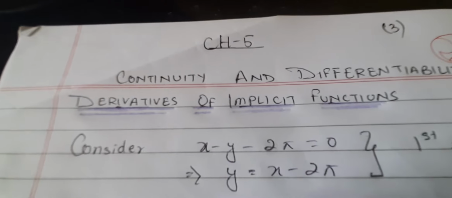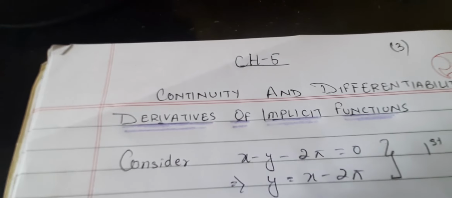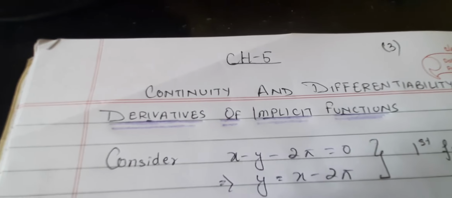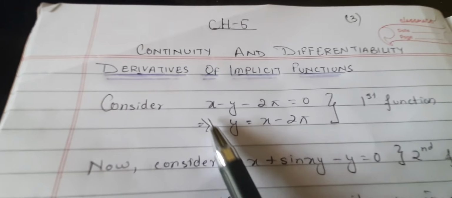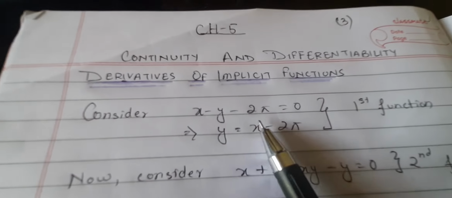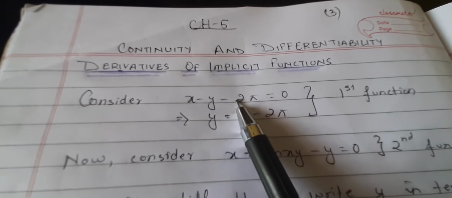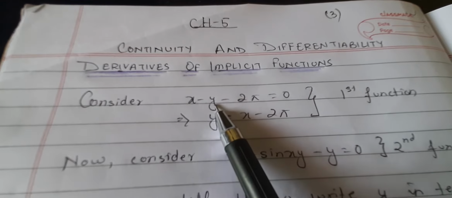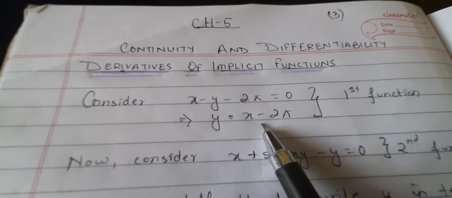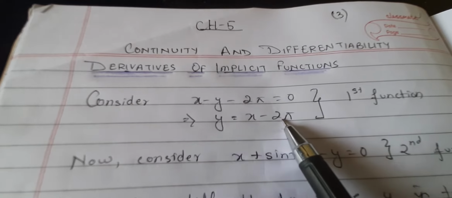First, we are going to discuss derivatives of implicit functions. What are implicit functions? First, we are going to see that. After that, we'll see how to find their derivatives. So we have taken an example over here. This is the first function which I have defined, x minus y minus 2 pi is equal to 0. So I can easily write this as y is equal to x minus 2 pi. That means I can easily express y in terms of x.